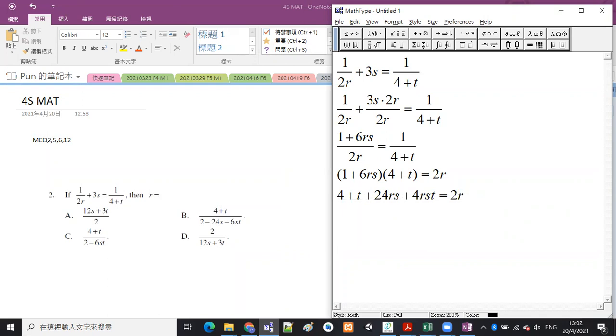And then I will keep all the R terms on one side and move all the other non-R terms to the other side. Okay, because I want the subject to be R.